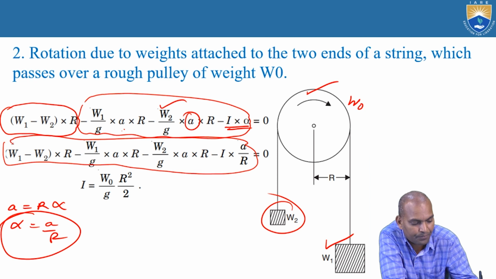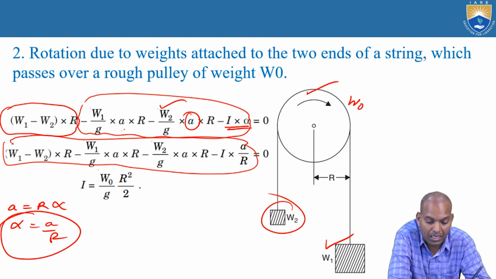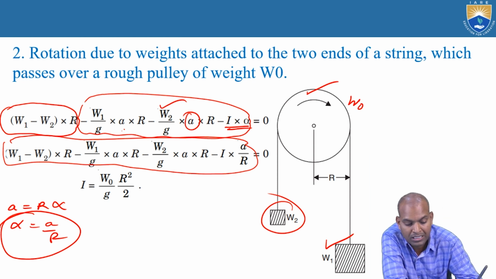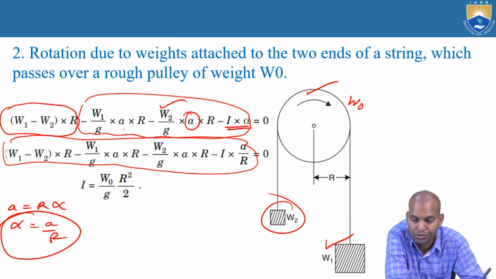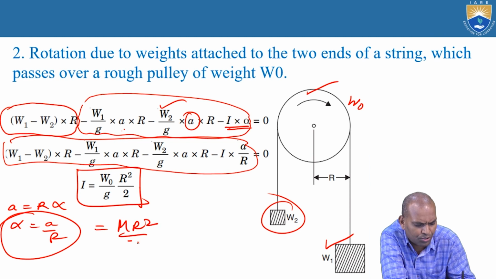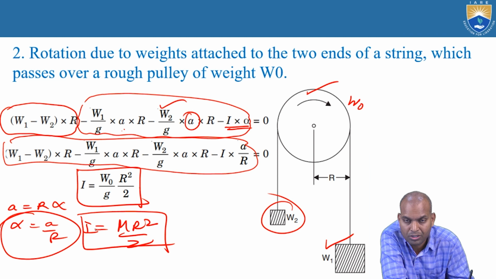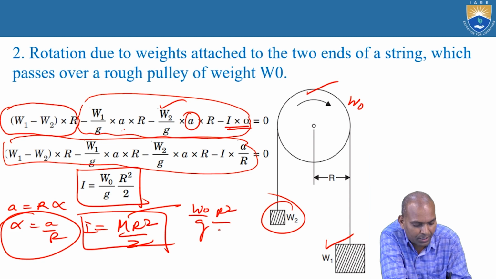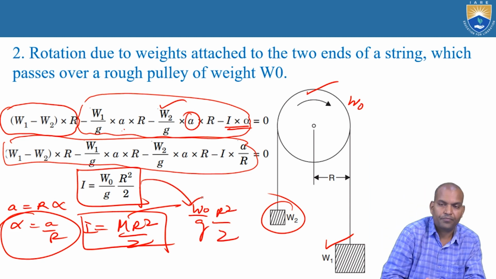What about I? This I equals the mass moment of inertia of the pulley, which has a weight of W0. That is, I equals W naught by G times R square by 2, which is nothing but M R square by 2. That means the pulley is considered as a solid circular disk, where mass M equals W naught by G, and I equals M R square by 2. That is the term obtained here. Okay.